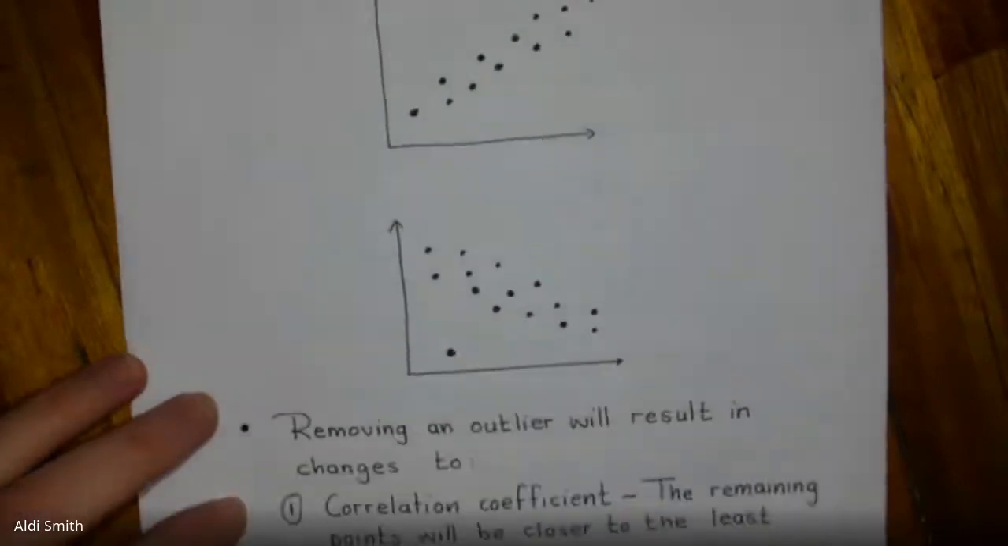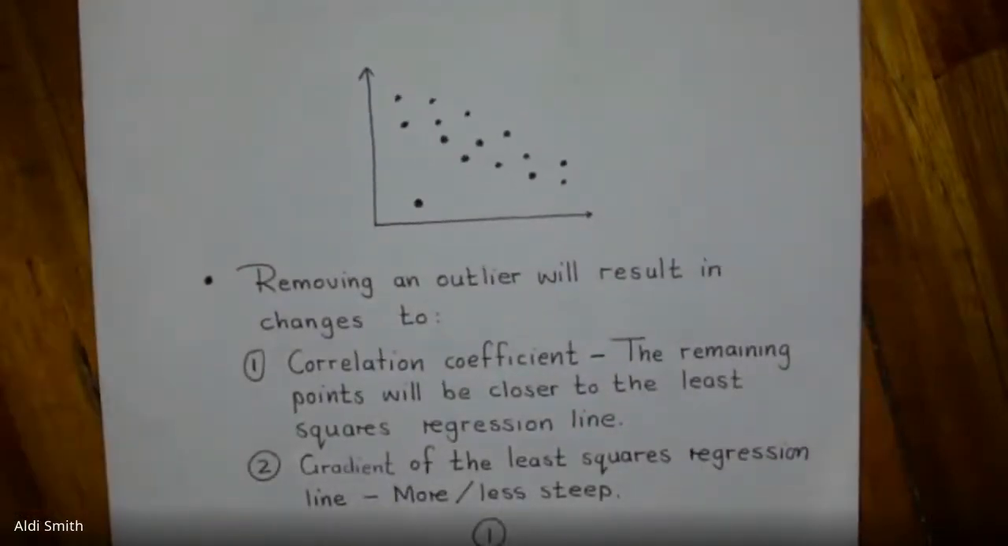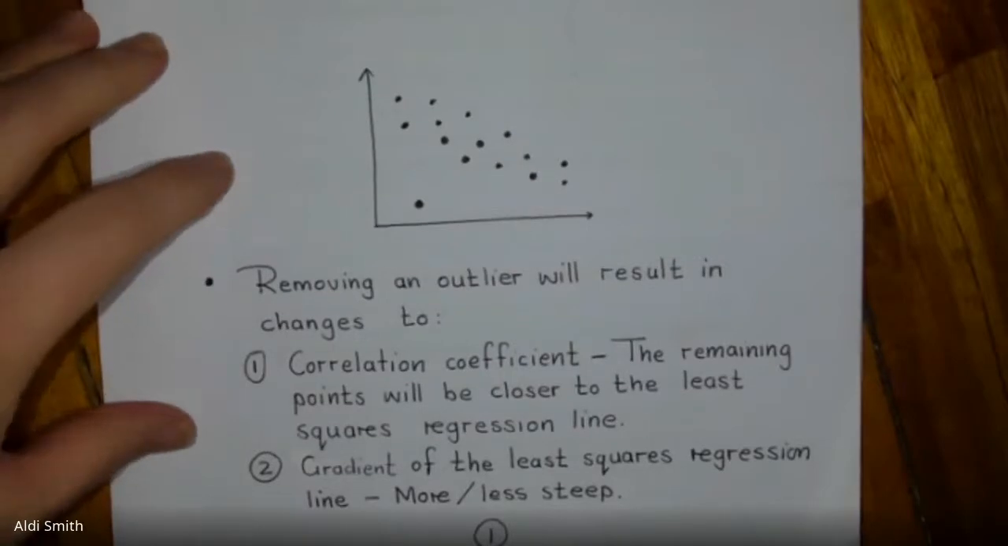Okay. Then, removing an outlier. And this is something they love asking. You'll see in the worksheet we're going to be doing now, there are lots of questions saying, if I remove the outlier, what will happen? So what will happen if I remove an outlier? Number one, the correlation coefficient will change. Now this depends obviously on whether the correlation coefficient is positive or negative, because this is the tricky part.